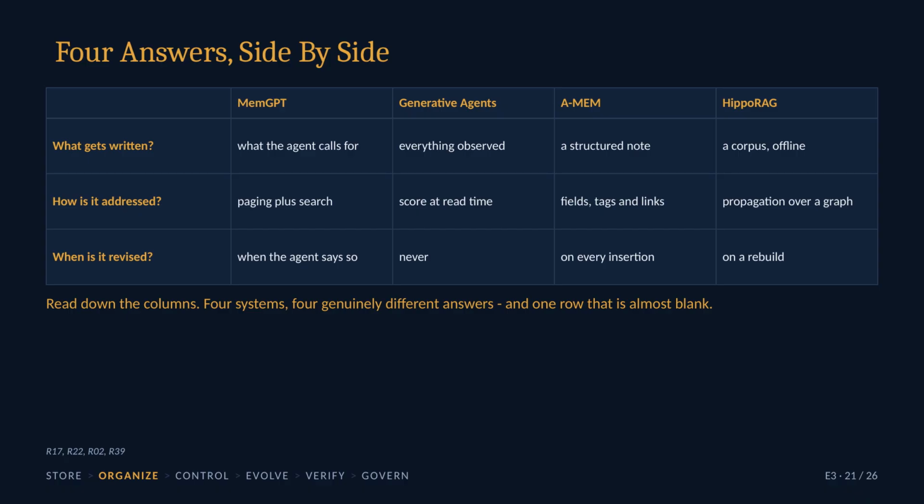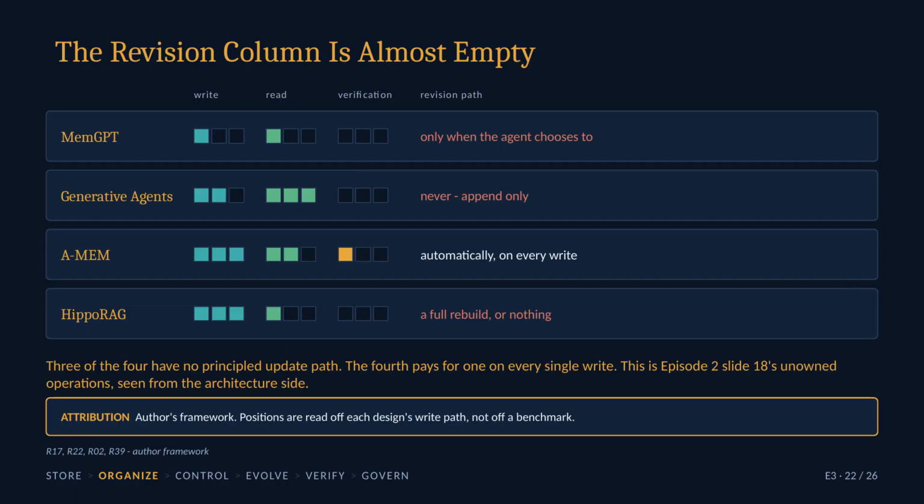When is it revised? When the agent says so, never, on every insertion, or on a rebuild. 3 of those 4 answers mean the same thing in practice: not reliably, and not at a useful granularity. And there is the finding. 3 of these 4 architectures have no principled update path.